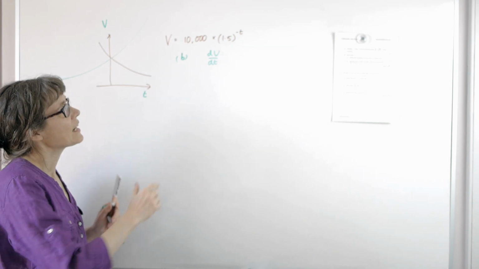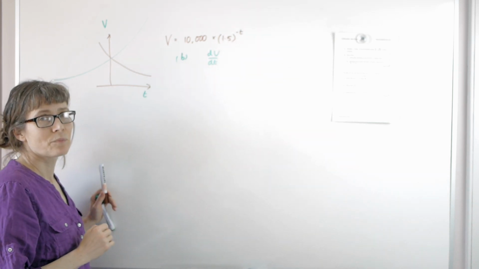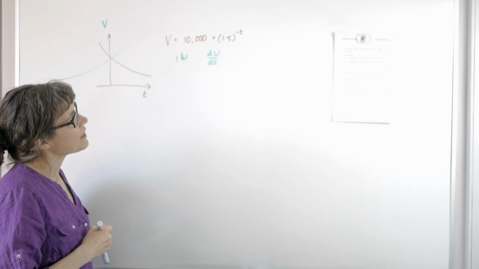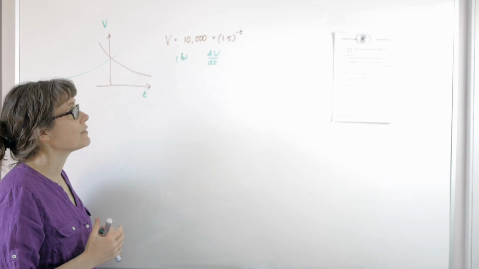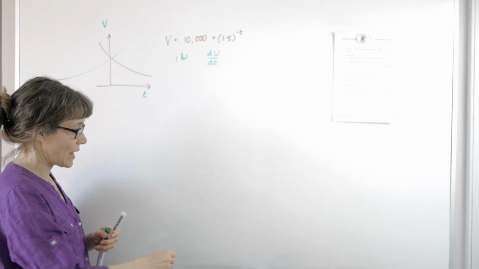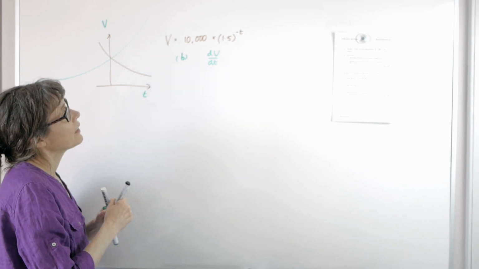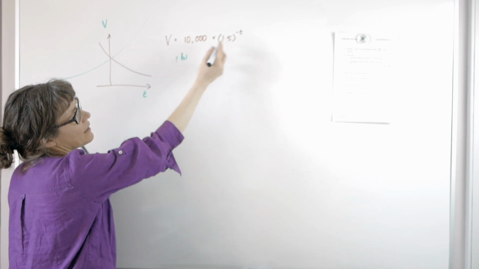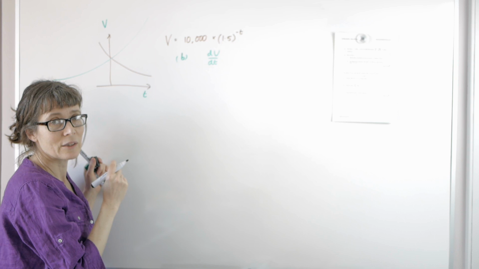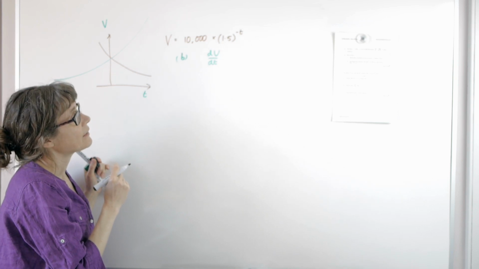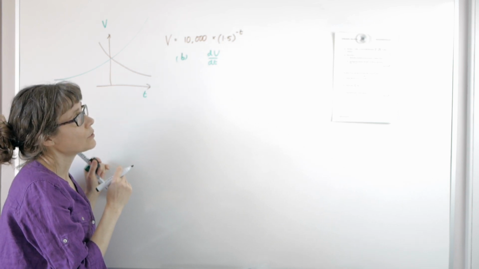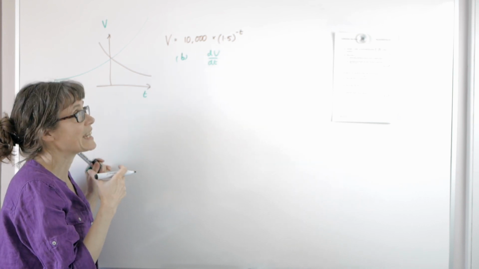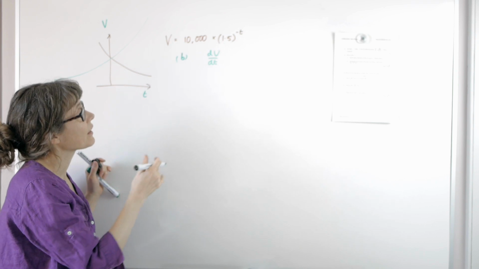So dv dt, if this was an e to the power of t, it would be really easy, but it's not because of this. But there is a way we can convert that, and there is something on your formula sheet that will help if you find that one. So let's look at this kind of equation, and if we want to differentiate it, it would be great if we had it in terms of e to the power of something.